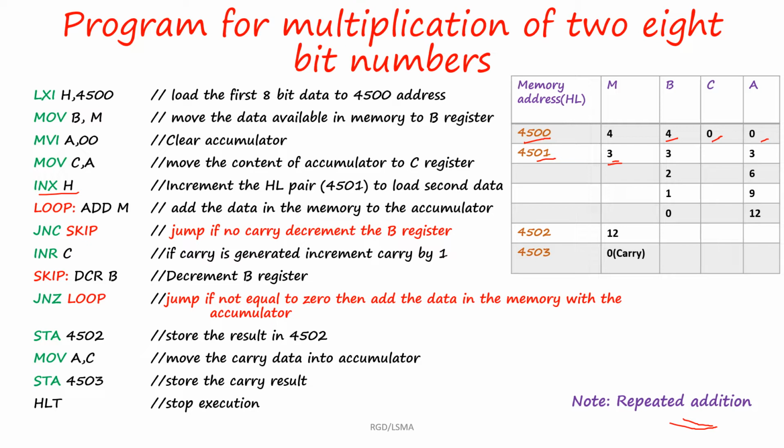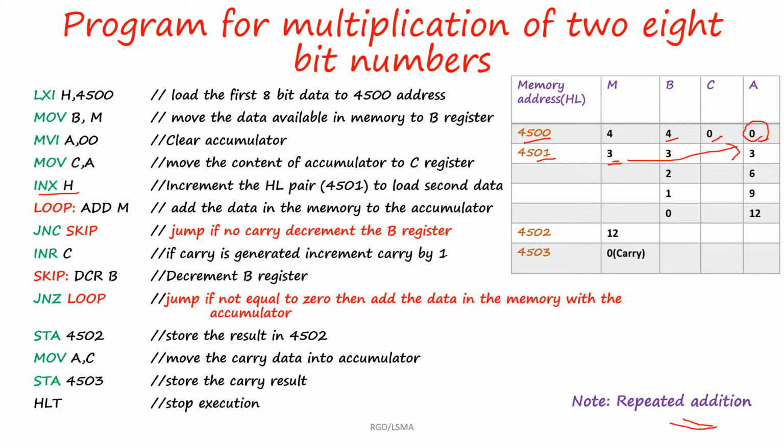After completing these steps, you can go for the addition process. ADD M means you are going to add the data in the memory to the accumulator. The data available in memory is 3. We are going to use 4 times 3. Four times you are going to add 3, that is 3, 3, 3, 3, so that you will get the value of 12. The data available in memory 4501 is 3. You are going to add this to the accumulated data. The accumulated data has a value of 0. So 0 plus 3, you will get the answer as 3. That is the first step, right?